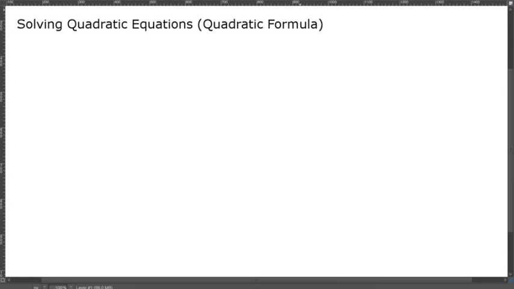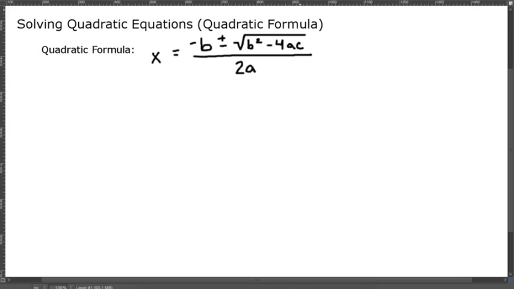In this video, I'm going to explain solving quadratic equations using the quadratic formula. Now, the quadratic formula is x equals the opposite of b plus or minus the square root of b squared minus 4 times a times c all over 2a. This formula is used to find the root or solution, and that occurs when y is equal to 0. Let's use this formula given the following equation.